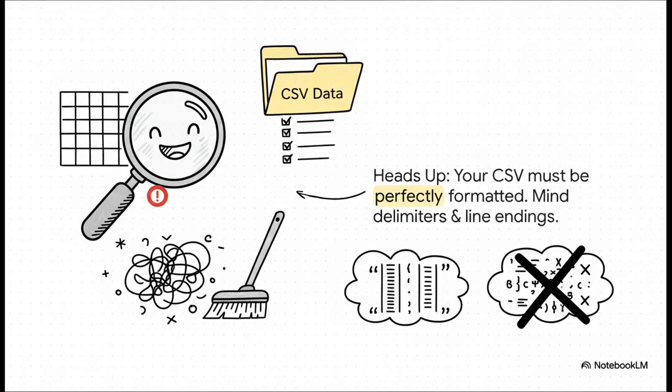Now, before you even start that process, there is one major gotcha. Your data has to be pristine. The Bulk API is incredibly powerful, but it's not a mind reader. Your CSV file needs perfect formatting, the right line endings, the right delimiters, and you have to use double quotes if you've got commas or other special characters inside a field. Get this wrong, and the whole job is just going to fail.